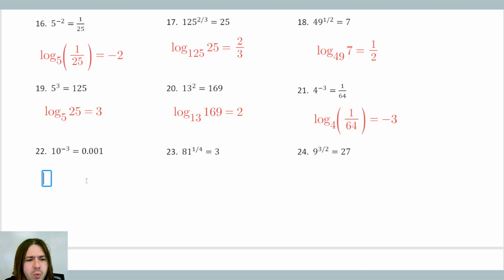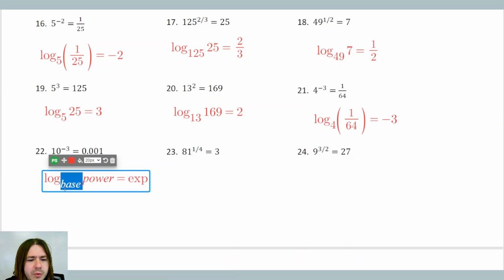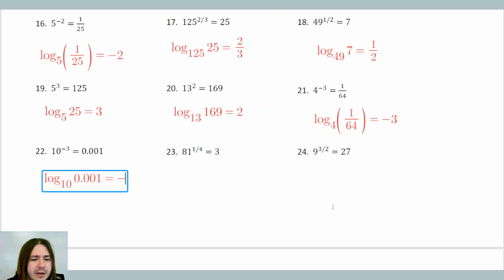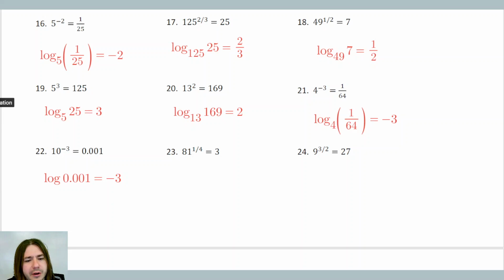For number 22, I normally would put log base 10, if I'm just going along and doing the same thing for all of these. But I'm not going to put 10, because when the base is 10, this is considered our common log, and so we typically do not write 10. If you don't see a 10 there, it is implied, okay? This is called the common log. So I'm just going to write log of 0.001 equals -3.